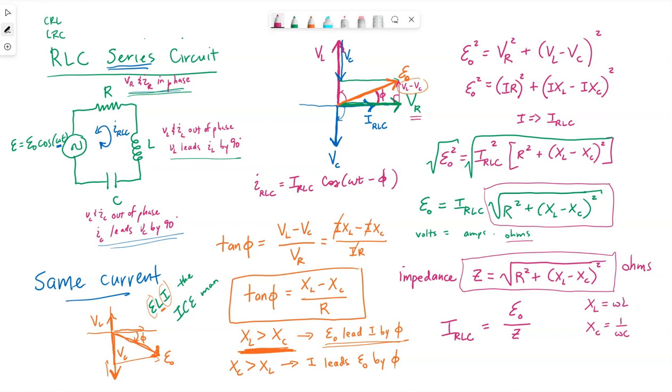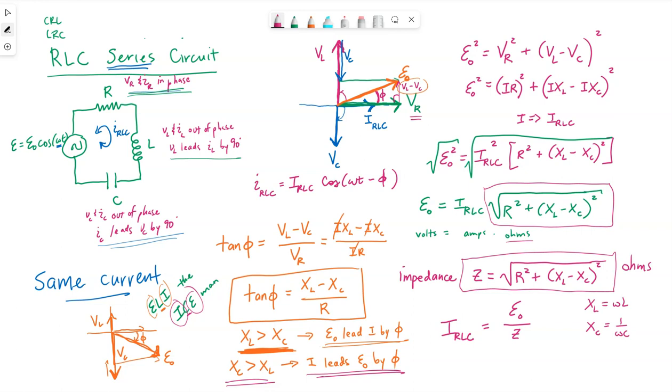ELI. C for capacitor. In ICE, I is before C, with EMF, E, at the end. If the capacitance, or X sub C specifically, is bigger than XL, I comes first in the word, so the current will lead the voltage by 90 degrees. So, a silly acronym to help remember the difference.